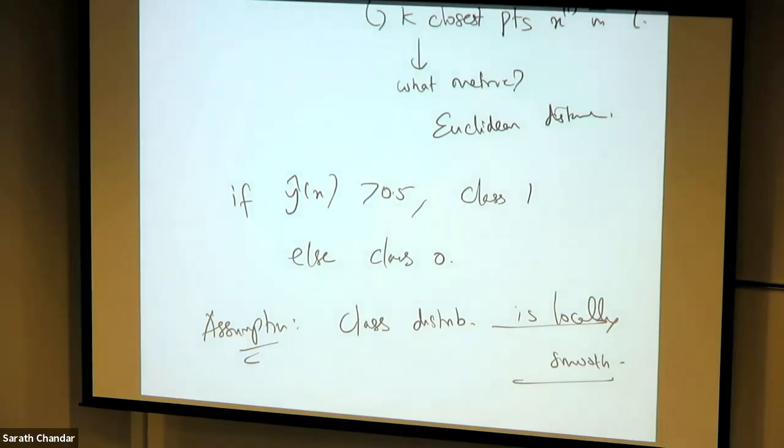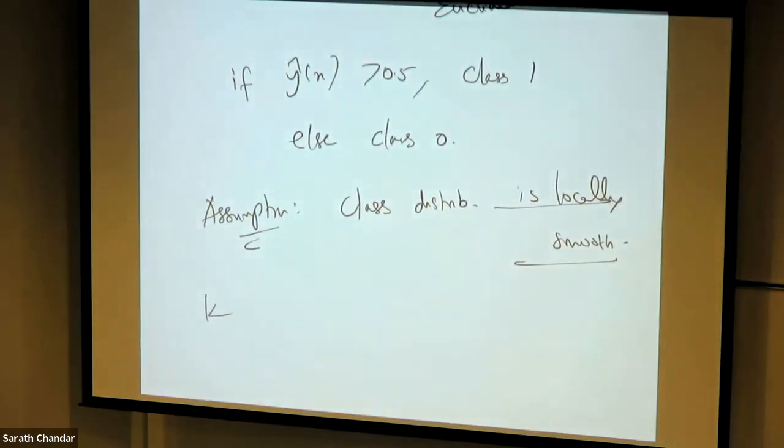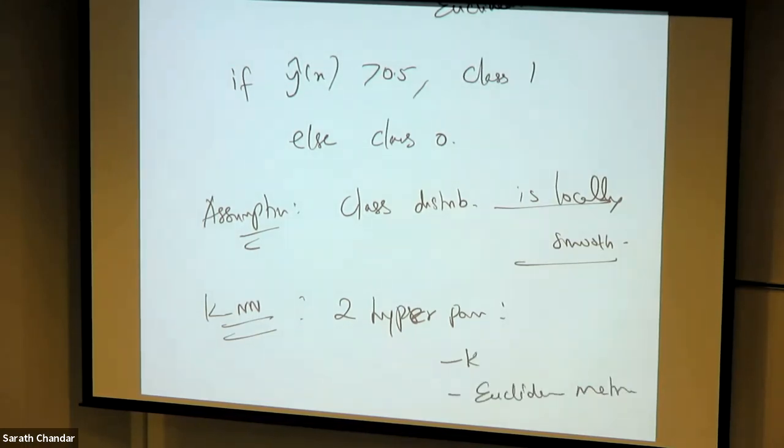So yeah, the type of distance metric, right? So there are two hyperparameters here. For the K nearest neighbor algorithm, there are two hyperparameters. So what are they? The K value and the Euclidean metric, right? You could use any other metric that you want. In this case, we're using Euclidean. What metric to use is a hyperparameter.